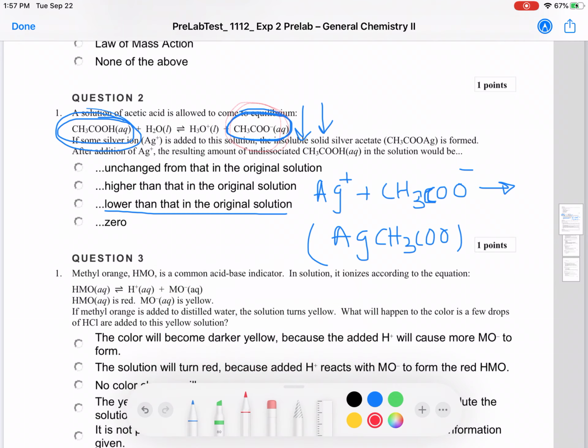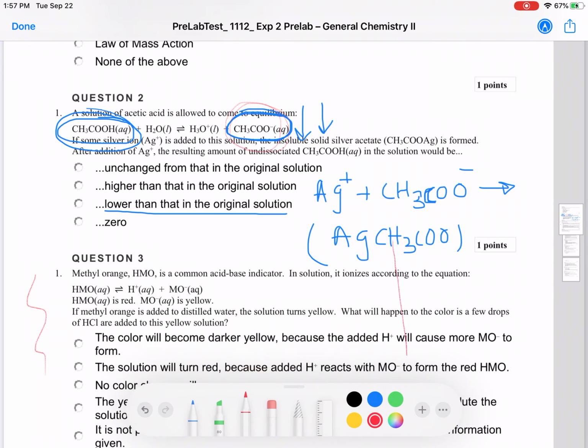So more of that is going to dissociate. So the undissociated acetic acid would be less than in the original solution.